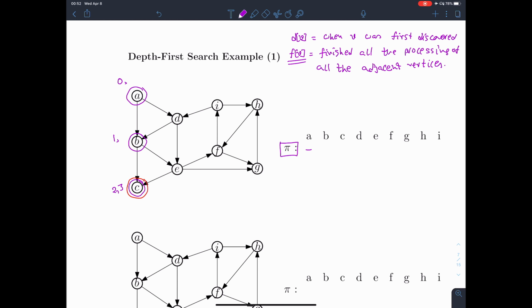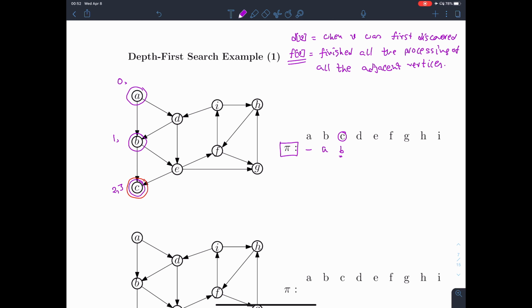I forgot to do another thing again. When we go to B, we discovered B through A. When we go to C, we discovered C through B. So C is done. That means we go back to its parent. Its parent is B. So we go back to B.